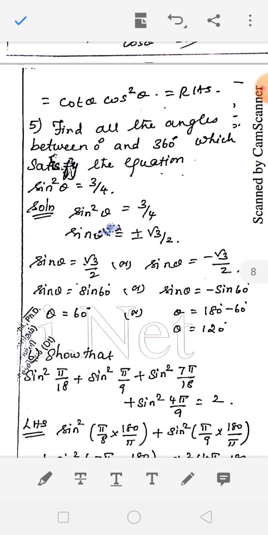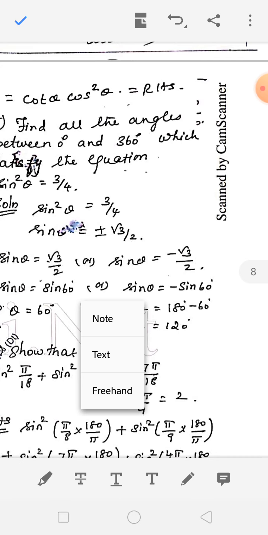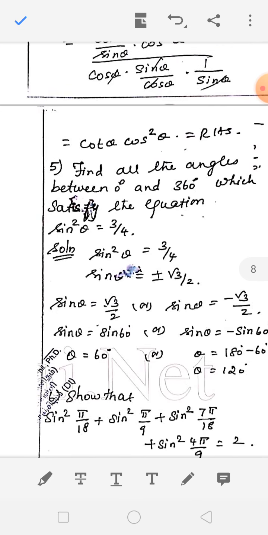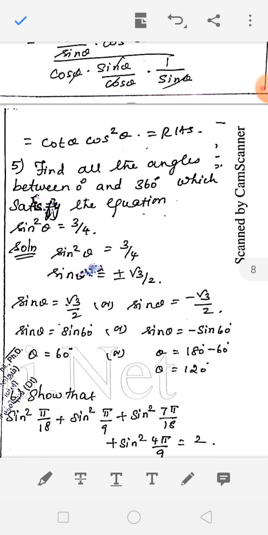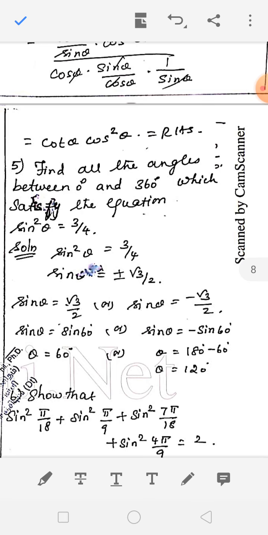And minus root 3 by 2 is minus sine 60 degree. So sine theta equal to sine 60 degree. I want theta equal to 60 degree here, but I can't say that, because if you find the theta value you will get the negative value. So 180 degree minus 60 degree, so theta is equal to 120 degree.